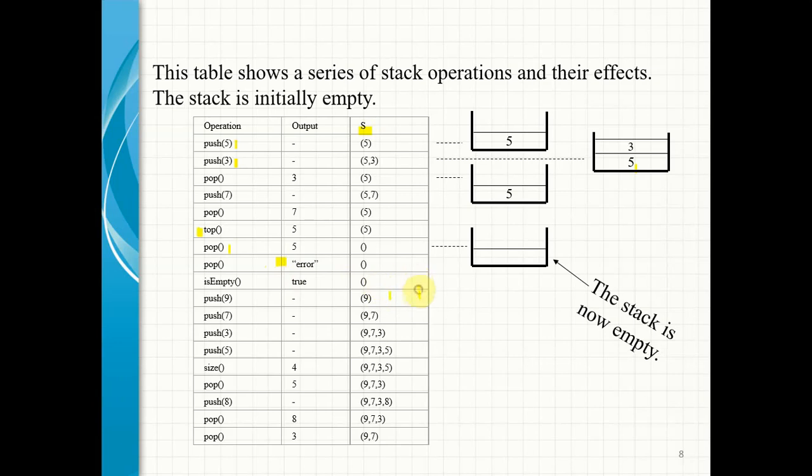Then you push 9, 7, 3, 5. At this time, if you call size, you can get the number of elements in this stack, which is 4. If you pop, you get 5. And if you push it again, then you get 4 elements in the stack. So that's the operation of the stack.